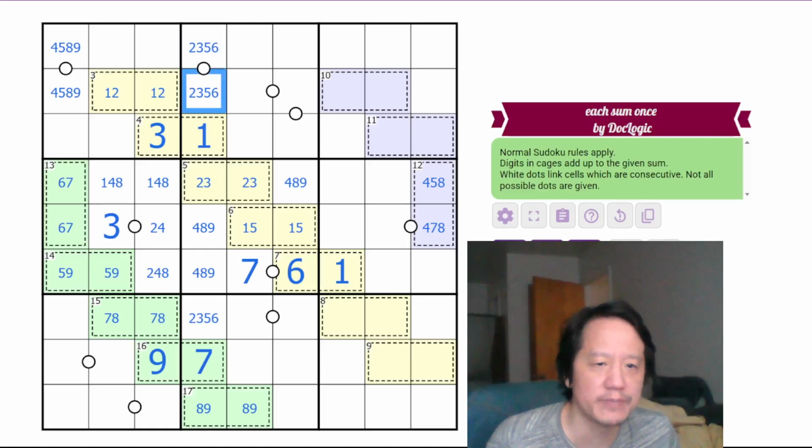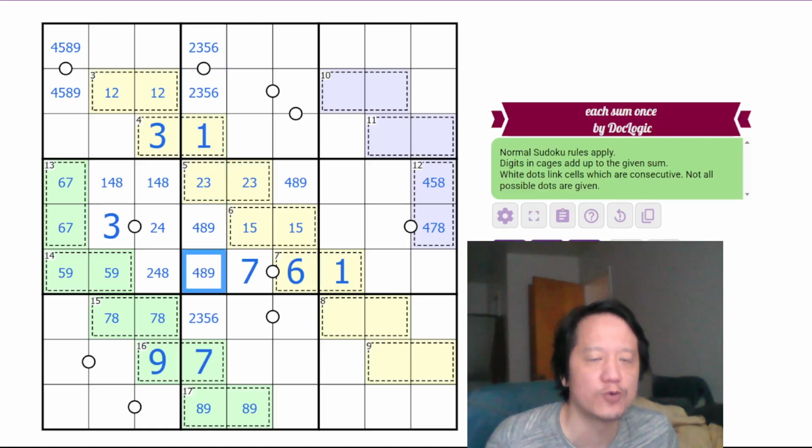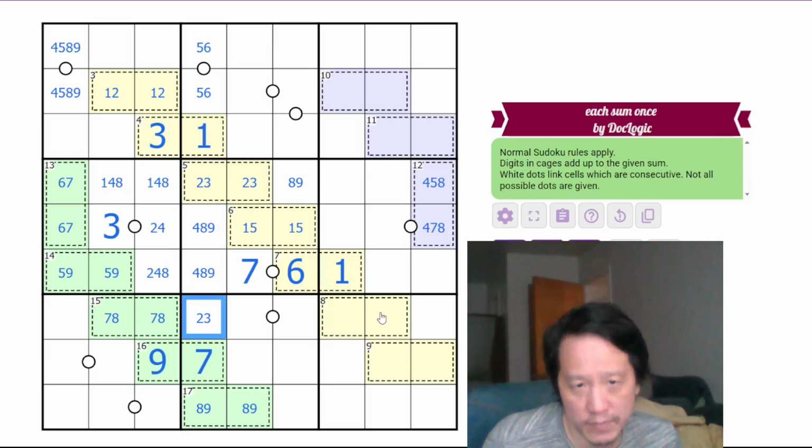Well, this cannot be 2 or 3. First of all, 4 is guaranteed here, so this can't be 4. But 2 and 3 cannot be here because that would eliminate all possibilities for this cell. So this has to be 5 and 6 as a pair to be consecutive, which eliminates 5 and 6 in the rest of the column. So we have 2 and 3 there.